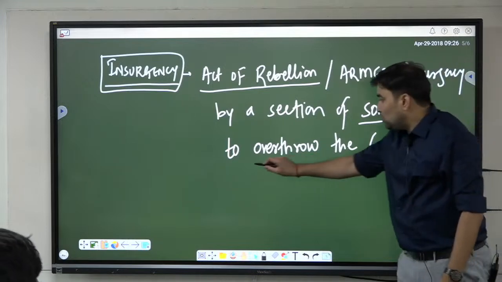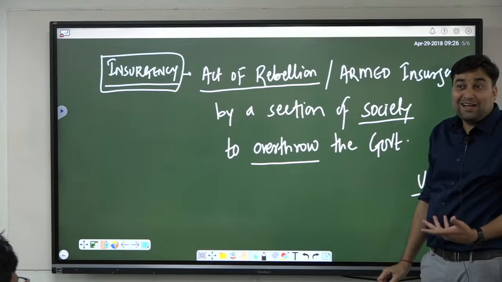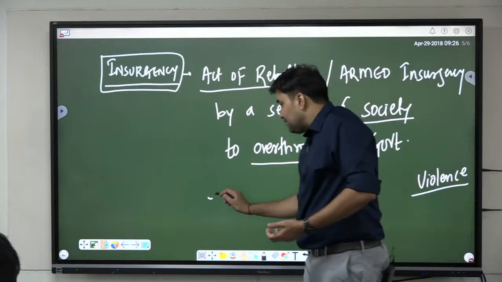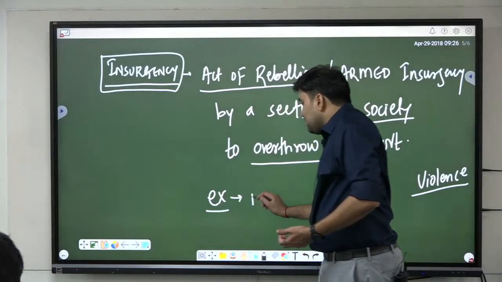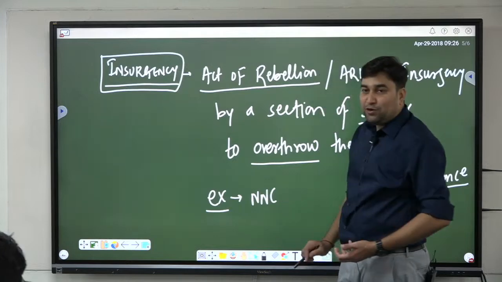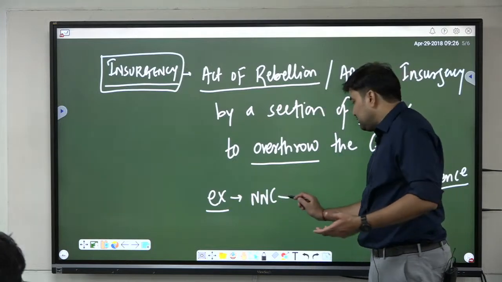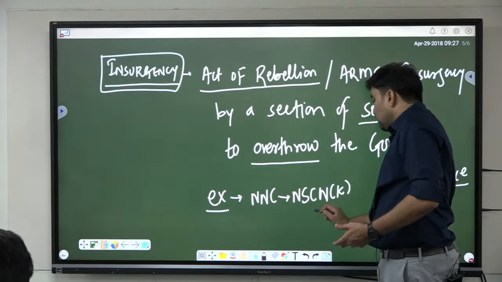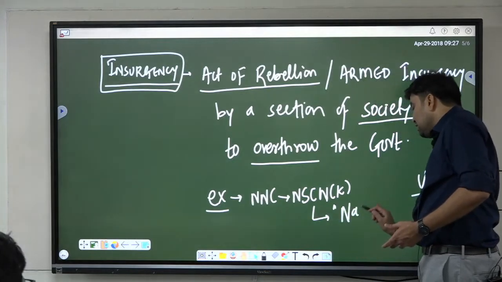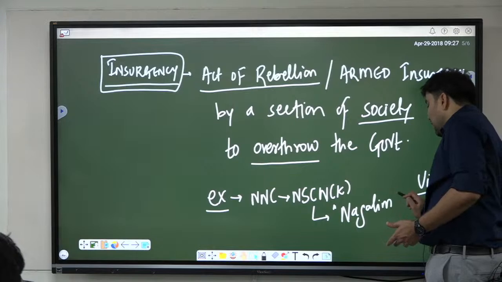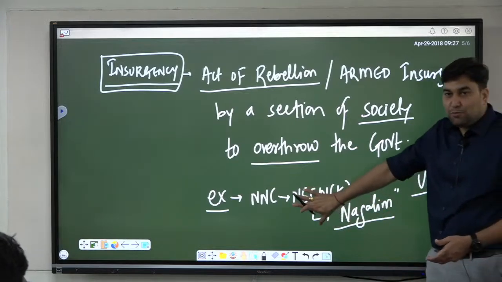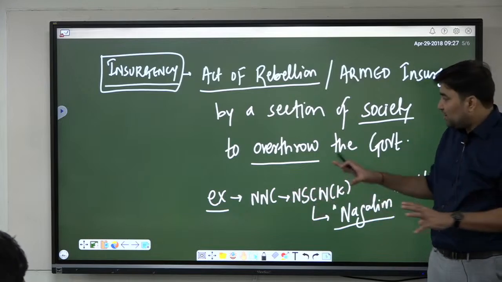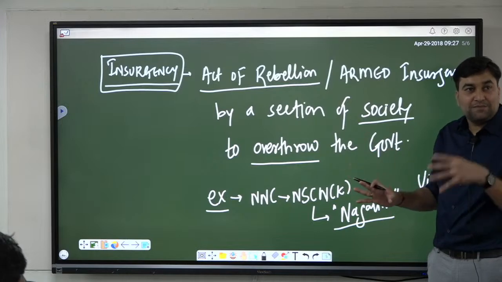For why? To overthrow the government and to establish their own state. Establish their own state means establish their own country. Example, the Naga National Council, which was founded in 1946, or presently the National Socialist Council of Nagaland, Khaplang Group, wants to establish something called a sovereign Nagalim. So the insurgent groups present here are the Naga tribes. They have come together to destabilize the state, or rather overthrow the government and establish their own country called Nagalim.